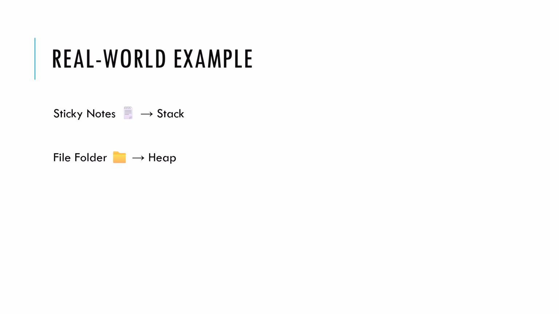Here's a real-world example. Imagine you're working at a desk. You write quick notes on sticky notes, that's your stack memory. You use them for short-term work and throw them away after. But when you write something important that needs to be saved, you store it in a file or folder, that's heap memory. It takes more effort, but it lasts longer.